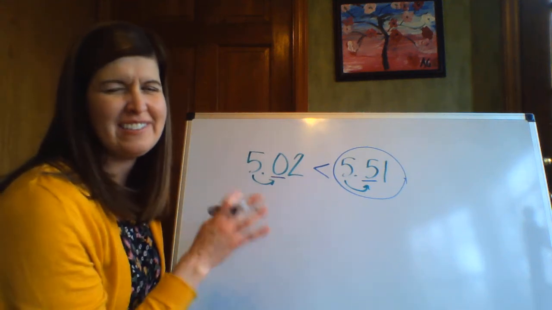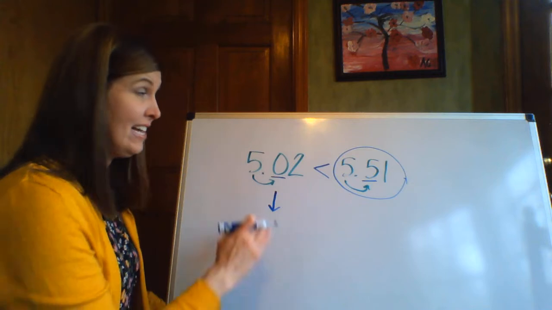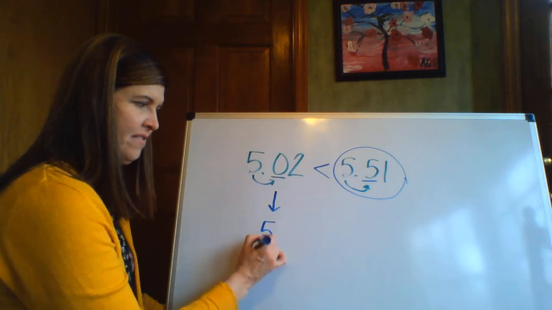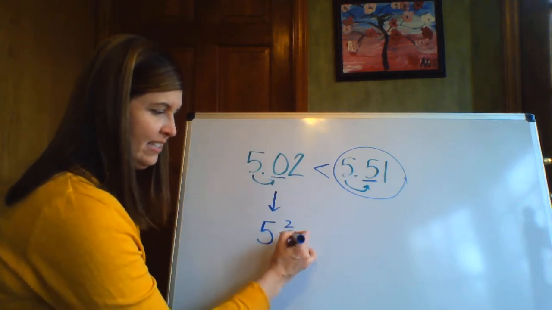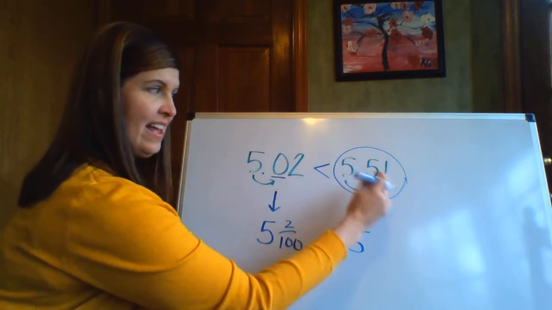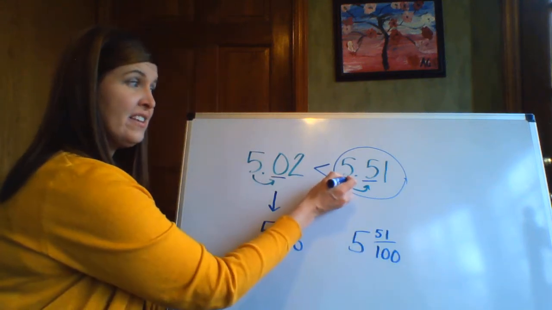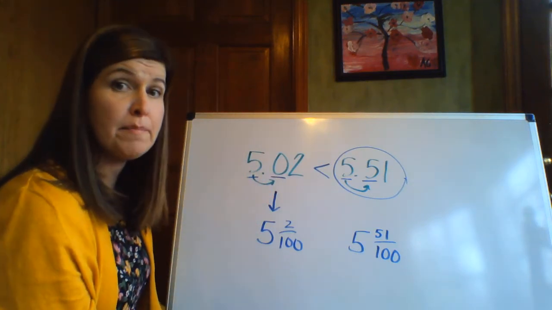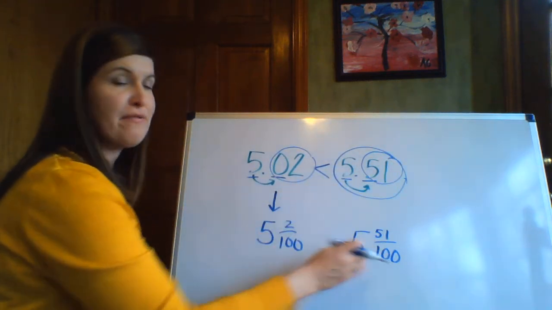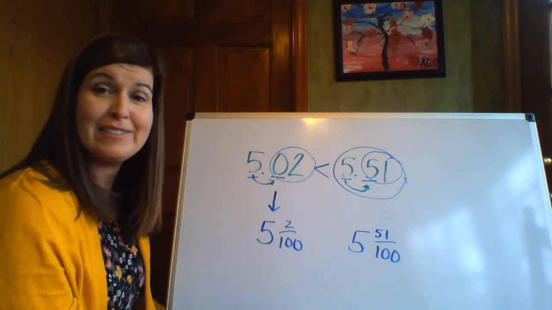So this is what I'm kind of showing you as taking it to the next step. If I was going to write this as a fraction, I can write it as 5 and 2/100ths. Over here, I could write this as 5 and 51/100ths. So anything on this other side of the decimal is going to be a whole number, and everything on this side of the decimal is going to be a fraction or part of a whole. So that's what I wanted to show you today.